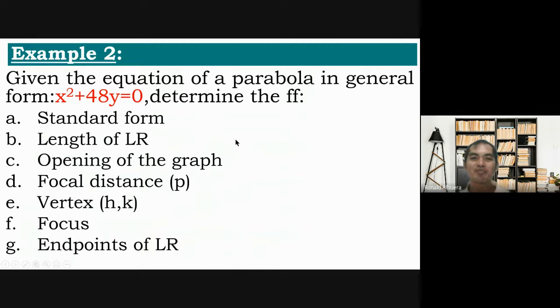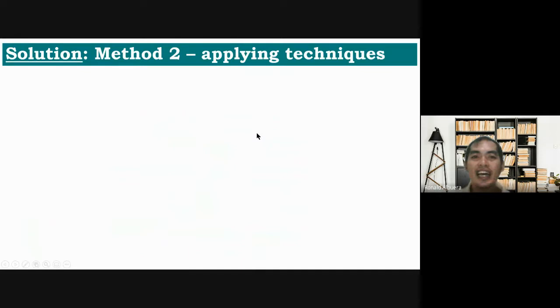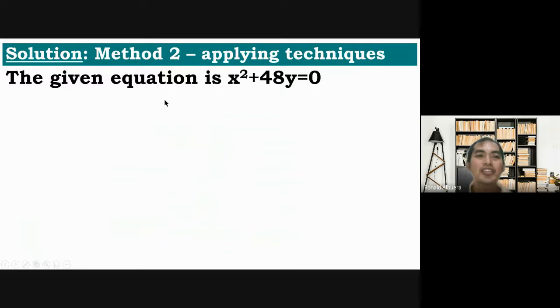Okay, tingnan natin. Let's proceed. Of course, ang first step nyo is to write the equation. Remember, method 2 na ang in-apply natin, applying techniques. Okay? Kanina, sa example 1, method 1, applying or substituting to the formula based from the table. Ngayon, halimbawa wala kayong formula. We just apply technique. This is another method. Ang first step nyo is to write the given equation. This is the given equation, x squared plus 48y equals 0.